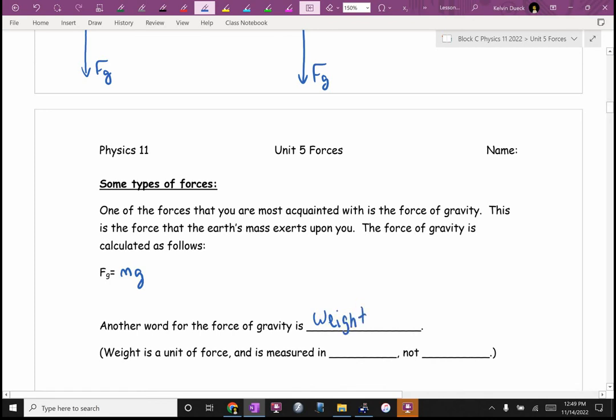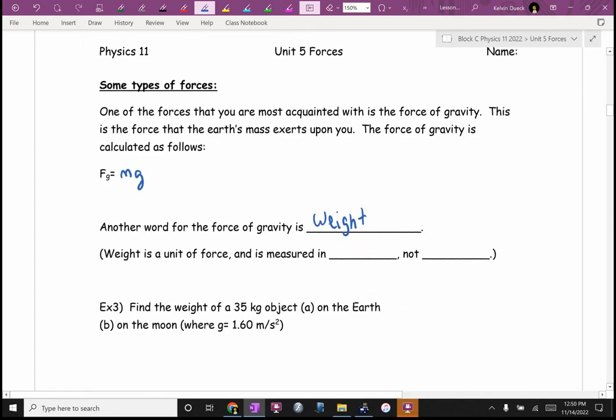And this is important for the rest of this year, for the rest of this course, and Physics 12. If I'm talking about weight, I'm talking about something in newtons, not in kilograms. If I'm talking about something in kilograms, I'll use the word mass. If I say weight, I'm looking for an answer in newtons. In other words, take the mass and multiply it by 9.8 if you're on the Earth.